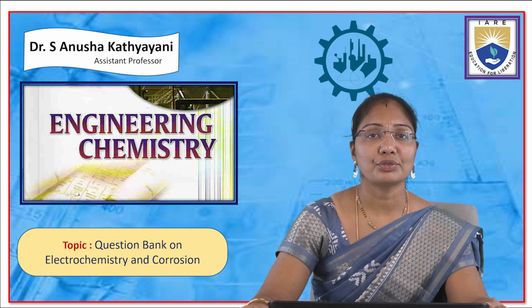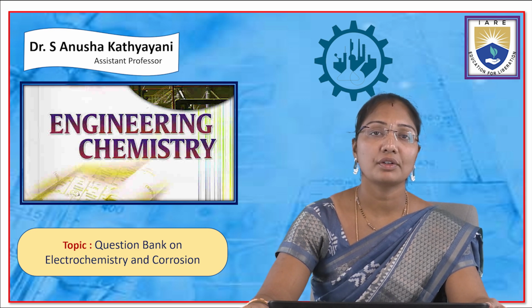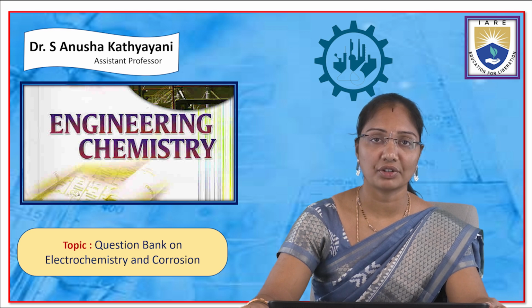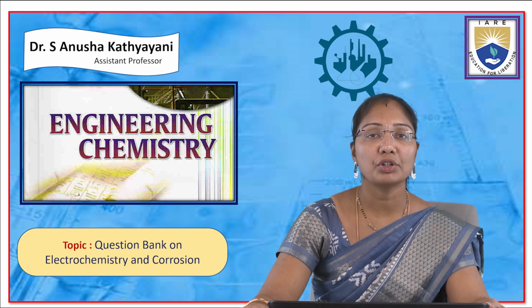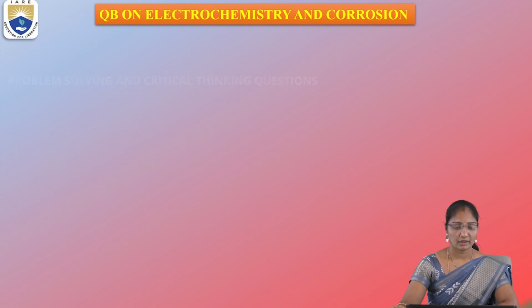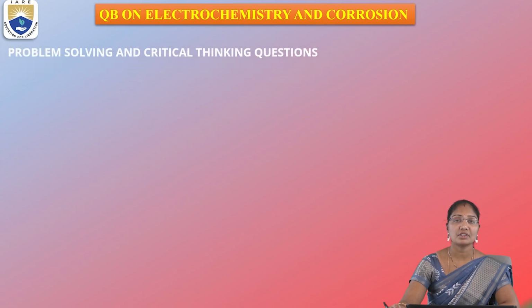Today, we are going to see the questions from Module 1, which is Electrochemistry and Corrosion, which is nothing but the battery chemistry and corrosion. We are going to see the questions on this topic. These questions are problem solving and critical thinking questions.